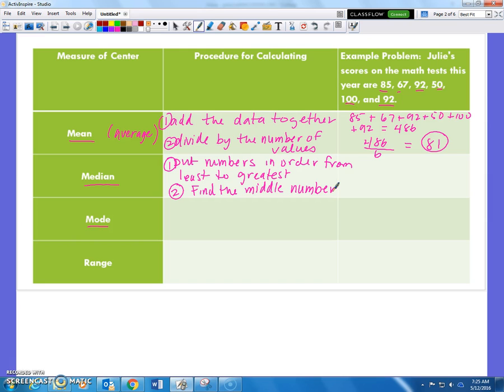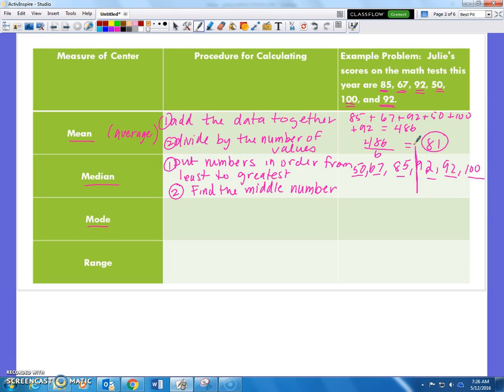Okay, and so let's do a little example here. In this case, I need to put all these same exact numbers in order from least to greatest. We would have 50, then 67, then 85, then 92, then 92, then 100. 1, 2, 3, 4, 5, 6. Okay, looks good. They are now in order from least to greatest. Now I'm going to try to find the middle. 50, 67, 85, 92, 92, 100. Okay, the middle is right in between those two numbers.